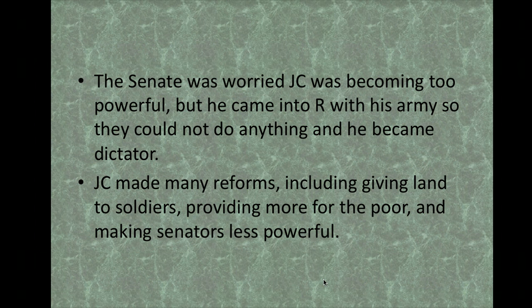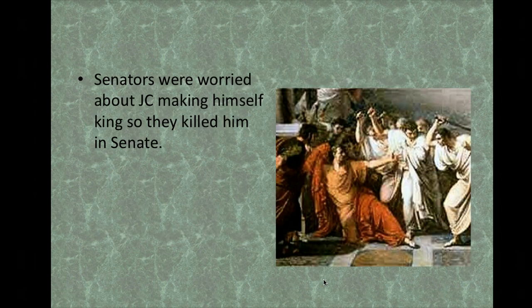Julius Caesar made many reforms, including giving land to his soldiers, providing more for the poor, and making senators less powerful. The senators were worried about Julius Caesar making himself a king, so they killed him in the Senate, and that's the assassination of Julius Caesar. Lots and lots of stabbing in that incident.